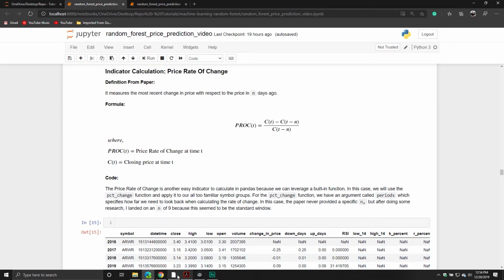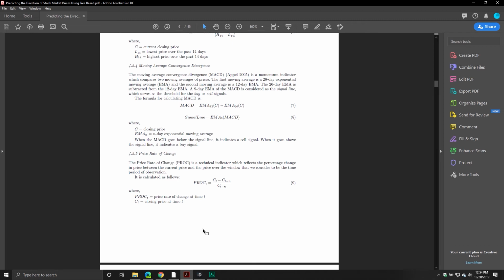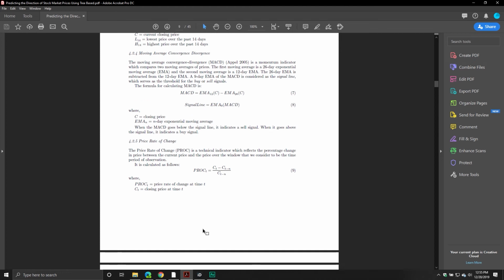And so with this one, we'll go back to our little paper because I trust that one more right now. The price rate of change is a technical indicator which reflects the percentage change in price between the current price and the price over the window that we consider to be the time period of observation. It is calculated as follows: the closing at time t minus the closing at time n periods ago, divided by the closing at time n periods ago.